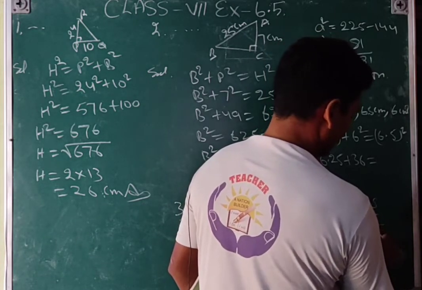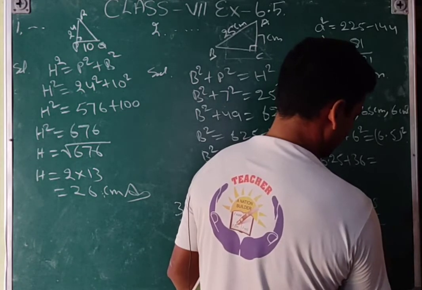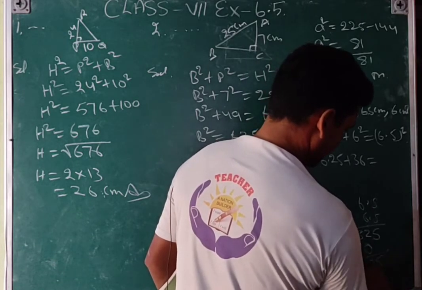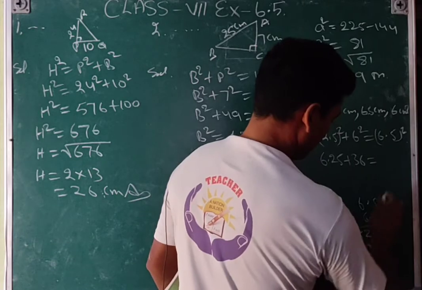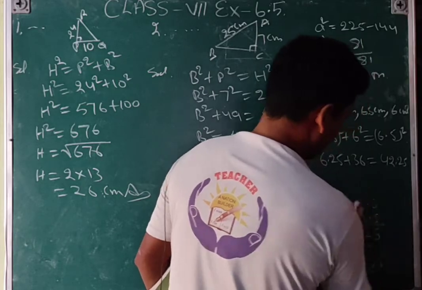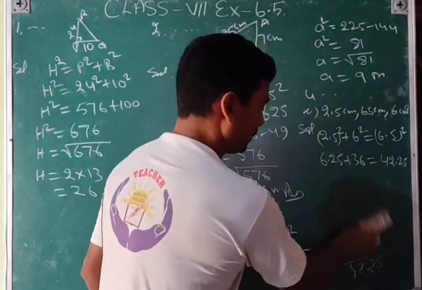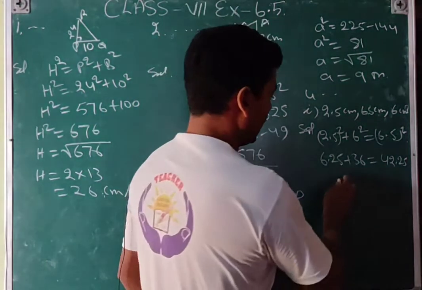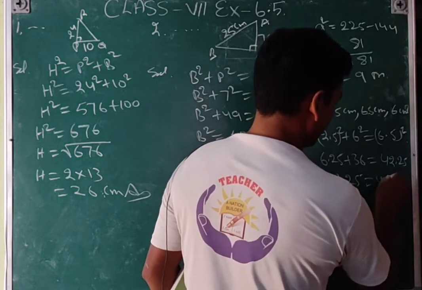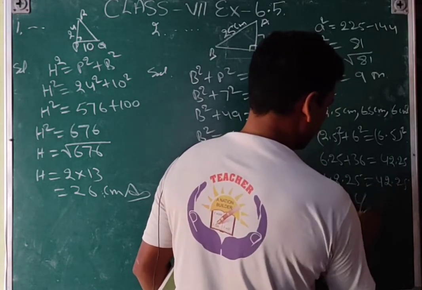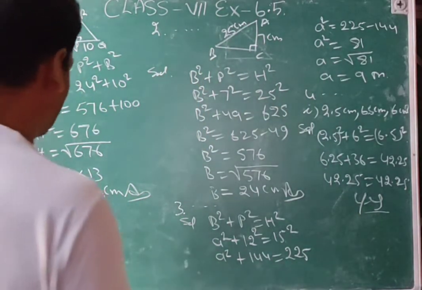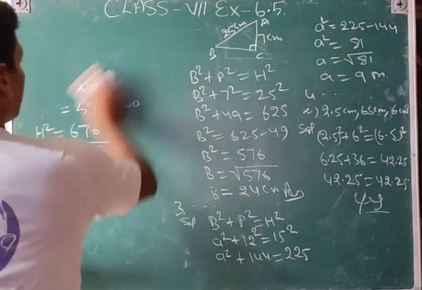5 fives are 25, 5 sixes are 30 and 2 is 32, 5 sixes are 30, 0 sixes are 36, 39. That 5 2 9 3 12 4. That will be 42.25, and then that will be add 42.25 is equal to 42.25. So that is yes, because both are the same, so that will be possible.